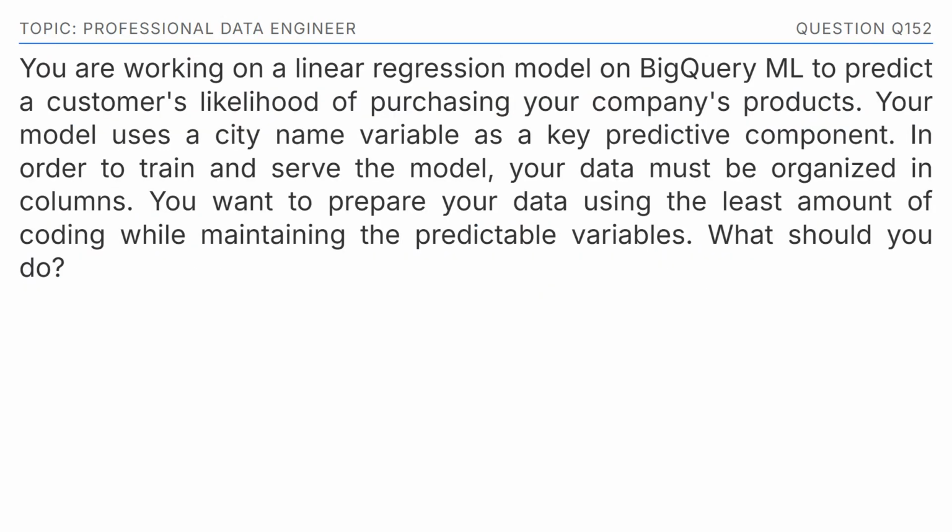You are working on a linear regression model on BigQuery ML to predict a customer's likelihood of purchasing your company's products. Your model uses a city name variable as a key predictive component. In order to train and serve the model, your data must be organized in columns. You want to prepare your data using the least amount of coding while maintaining the predictable variables. What should you do?